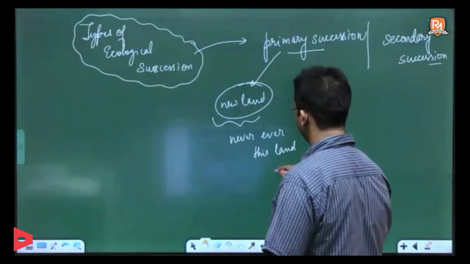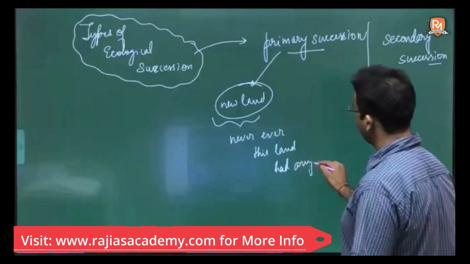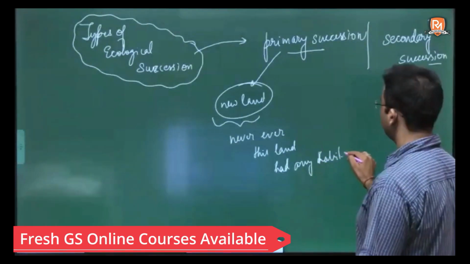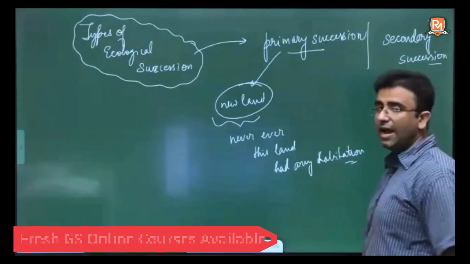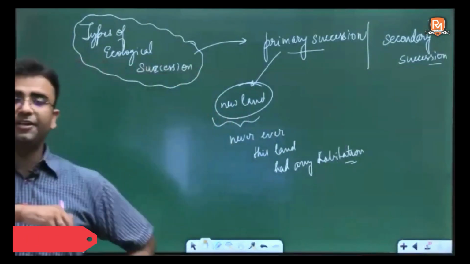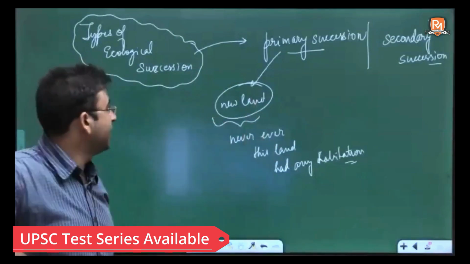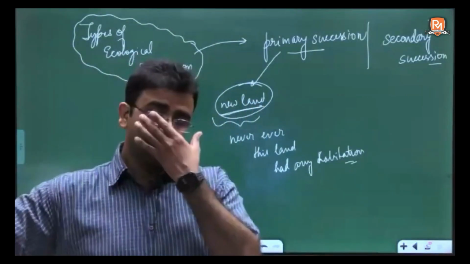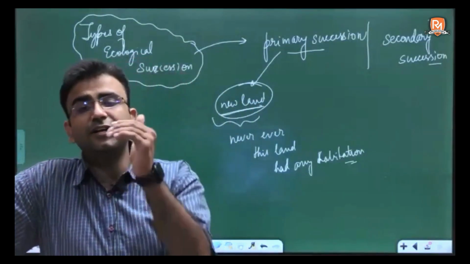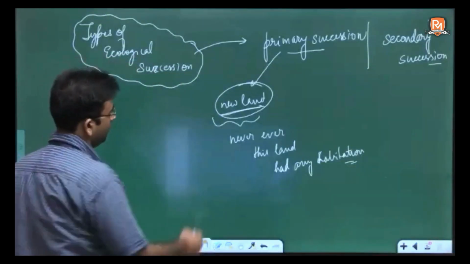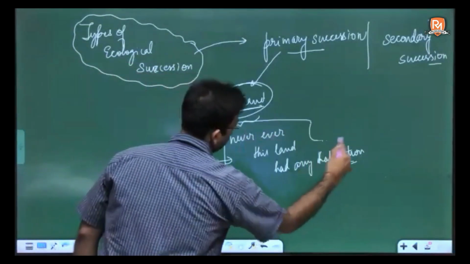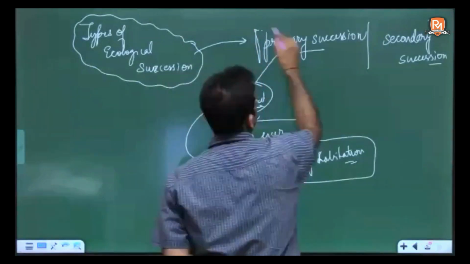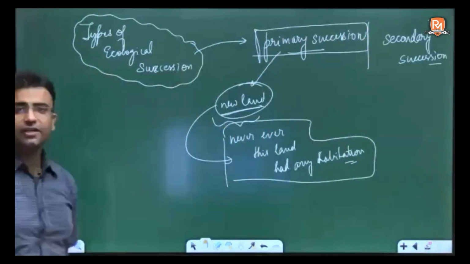New land. Never ever has this land had any kind of habitation whatsoever. A freshly created land from volcanic eruptions, volcanic islands, when it undergoes ecological succession, that is known as primary succession.